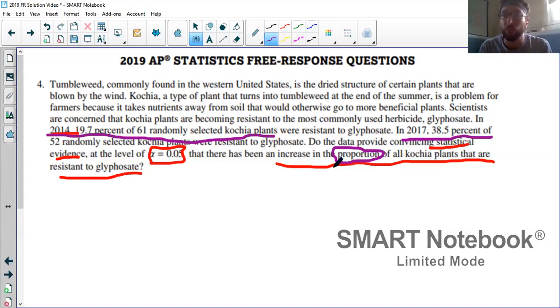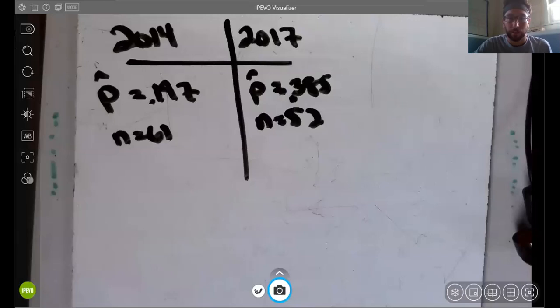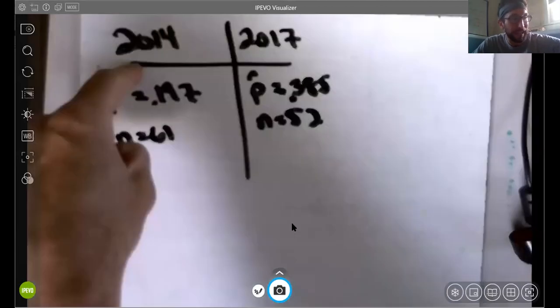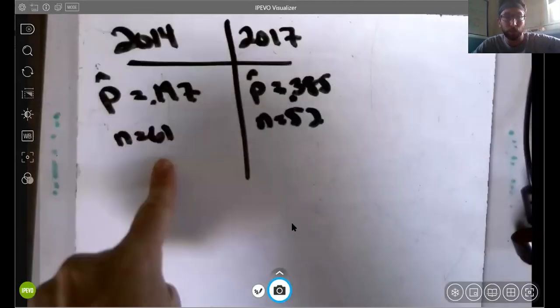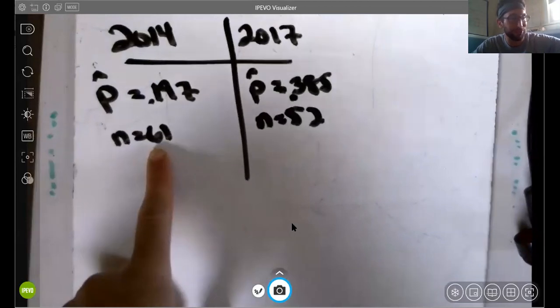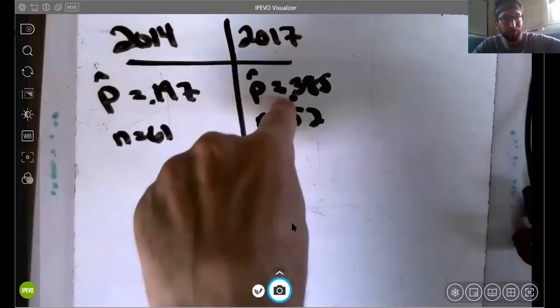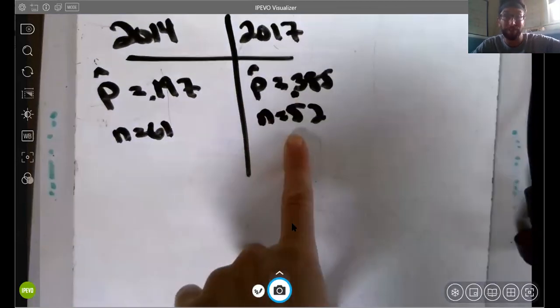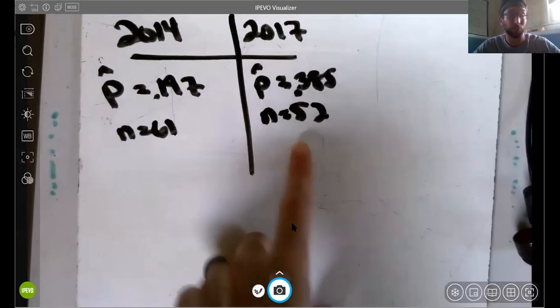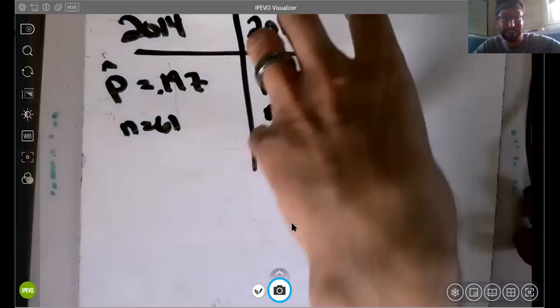So jumping in, we know we have a 4-step process: hypotheses, conditions, math, write our conclusion. So let's do it. Personally, I like to make myself a little table, start to summarize some information. So that's what you can see here. Where's my little head floating around? There it is. So 2014, 19.7% of 61 plants were resistant to glyphosate or whatever. In 2017, 38.5% of 52 plants were resistant. We want to know if there's evidence that the percent that are resistant has increased. So is there evidence that the percent resistant in 2017 is bigger?